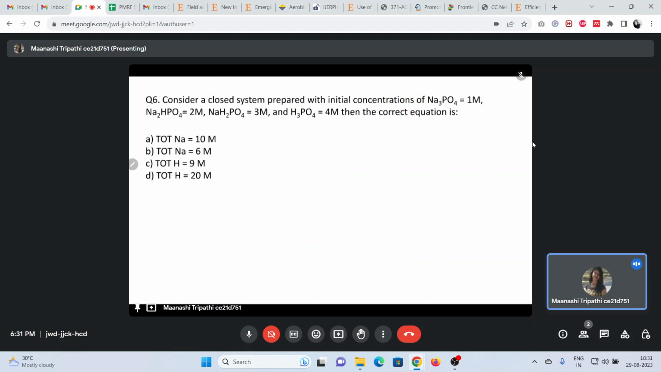Coming to the next question, consider a closed system prepared with initial concentration. We have the closed system now. Then the correct equation is, please try to find out the correct equation. We'll see the solution in a while.